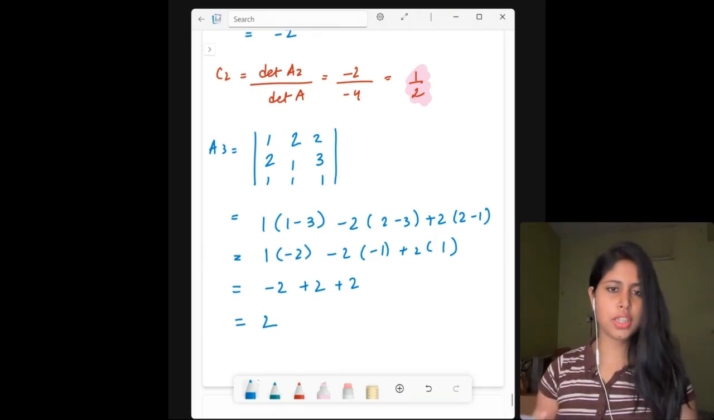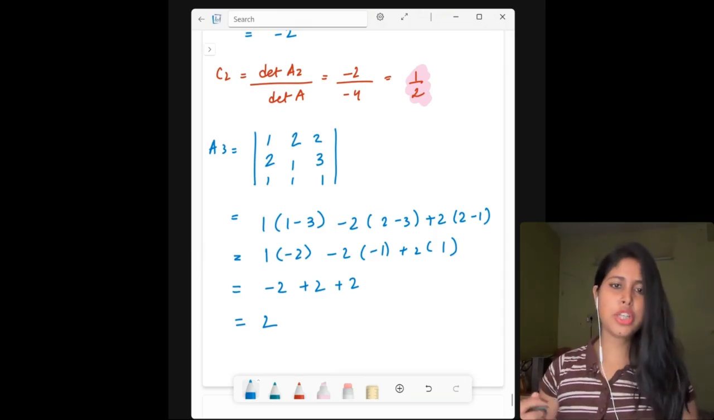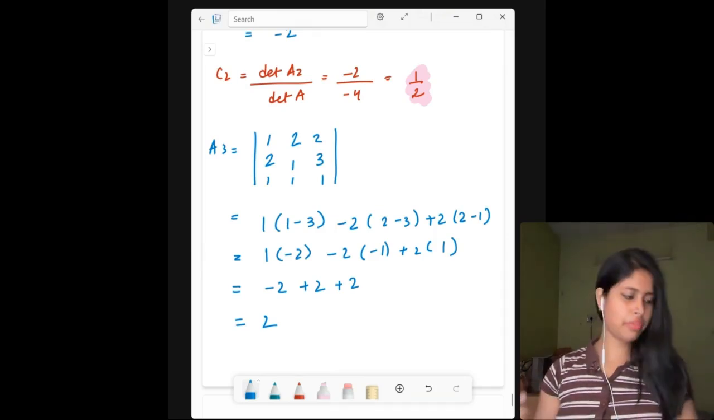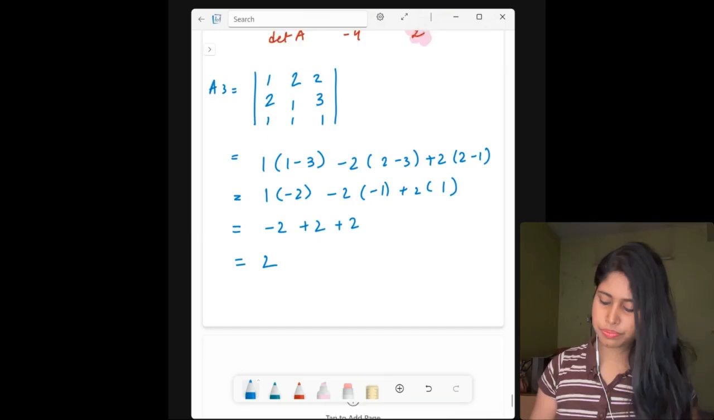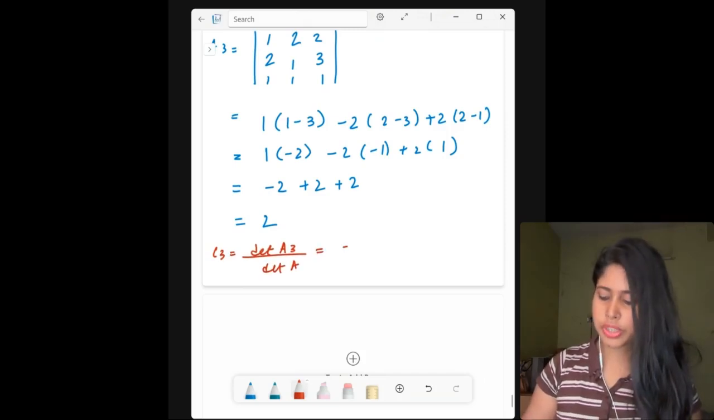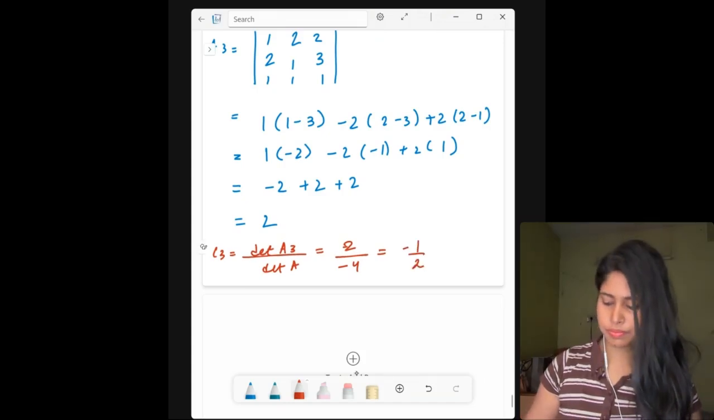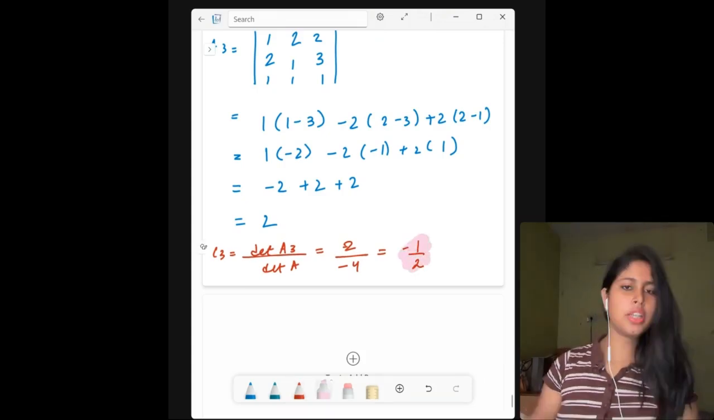Now we will know the third coordinate, right? Which is C3. C3 will be determinant of A3 by determinant of A. All right, so let us write it. C3 is equal to determinant of A3 by determinant of A, which is equal to 2 by minus 4, which is minus 1 by 2. So this is our third coordinate.